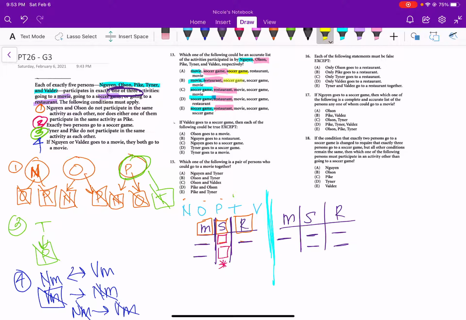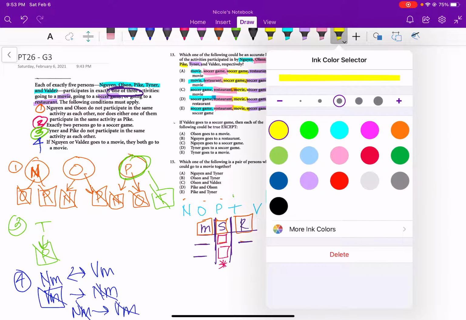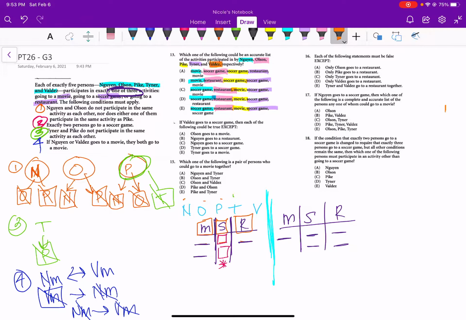I'll just do this one time just so you can see. And then purple will be... and then... you don't have to do that on the test. I just want to show you what they mean by respectively.